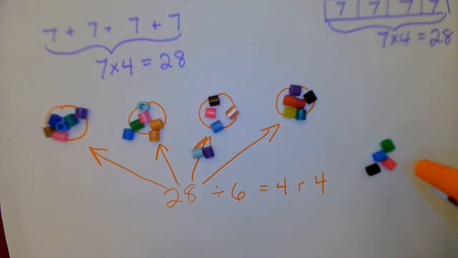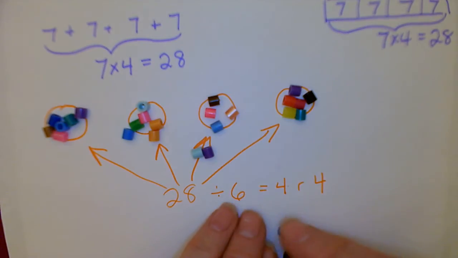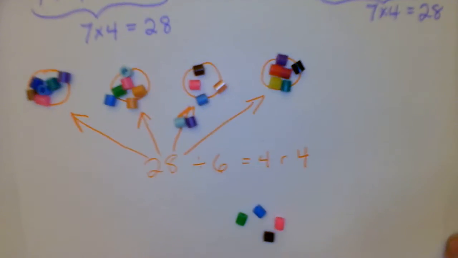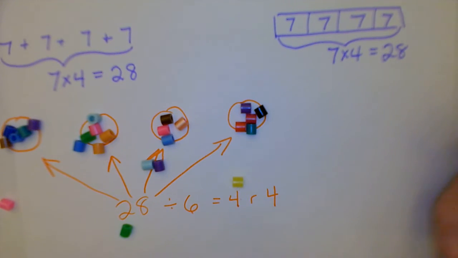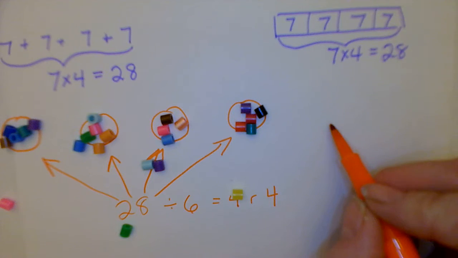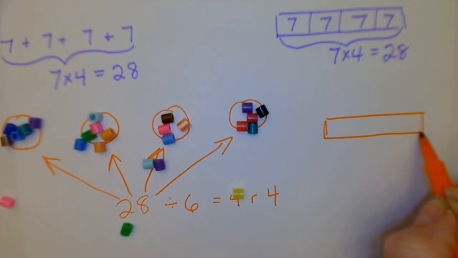This remainder tells me that I did not have enough beads to make another bracelet. So how can we put this all together into one equation? How can we talk about this information? And before I do that, I just want to show you this using another bar model, the way that we've been doing it. So if I wanted to show 28 being divided into groups of 6, this is the way that we have done it frequently.